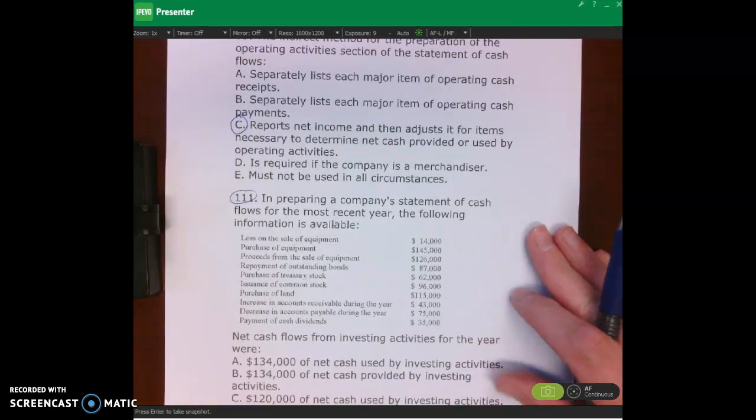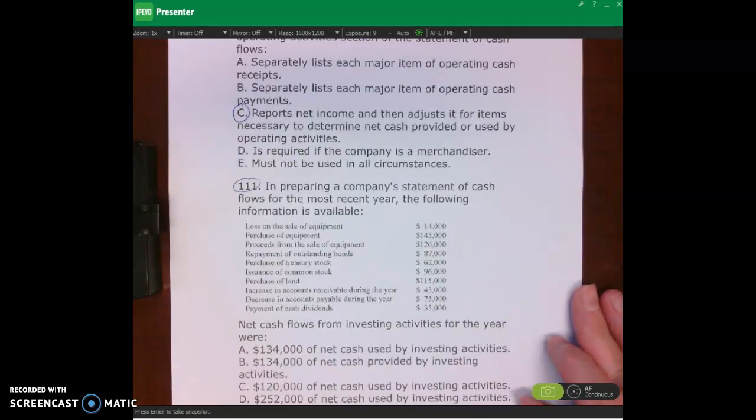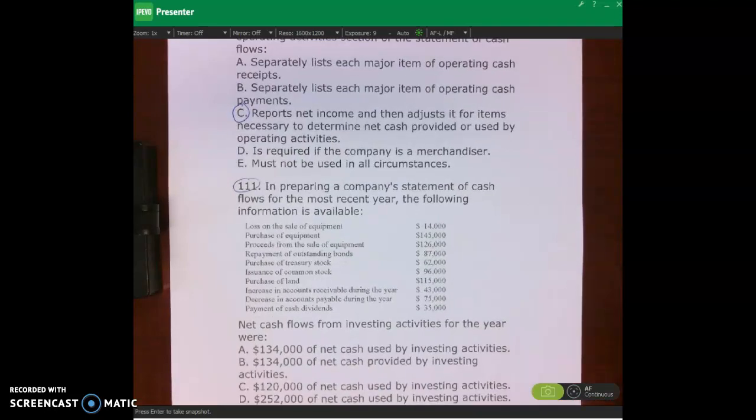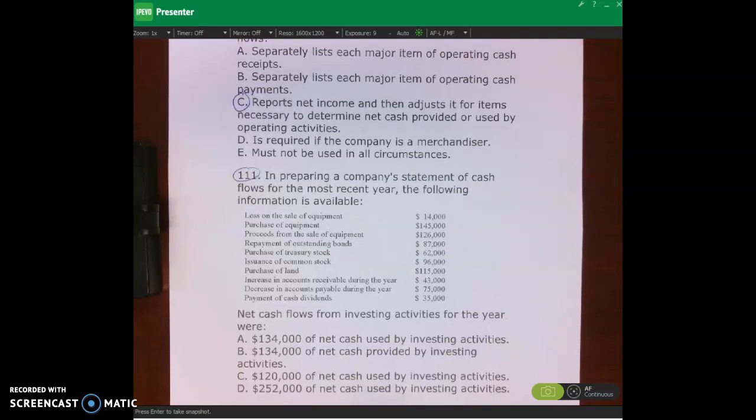Okay. So it says right over here, preparing a company's statement of cash flows for the most recent year, the following information is available. And so what we want to compute is net cash flows from investing activities. Now, one of the things right away you can see is, look, one says used, one says provided. It's the exact same dollar amount. Remember, used would mean cash outflows exceed cash inflows. Provided means cash inflows exceed cash outflows.